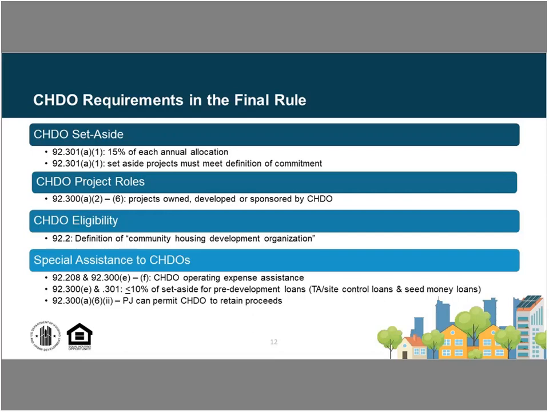There were some changes that had impacts on how PJs funded CHDOs, and some PJs are still struggling with making those changes. The first anchor that I want to talk about is the set-aside itself. The statute and the rule both set aside 15% of each PJ's annual allocation of HOME funds for CHDO eligible projects.